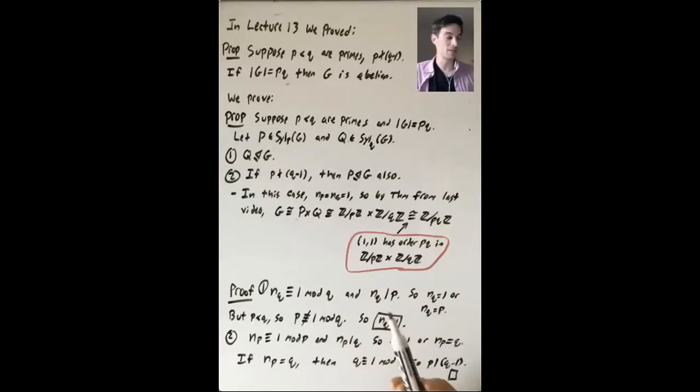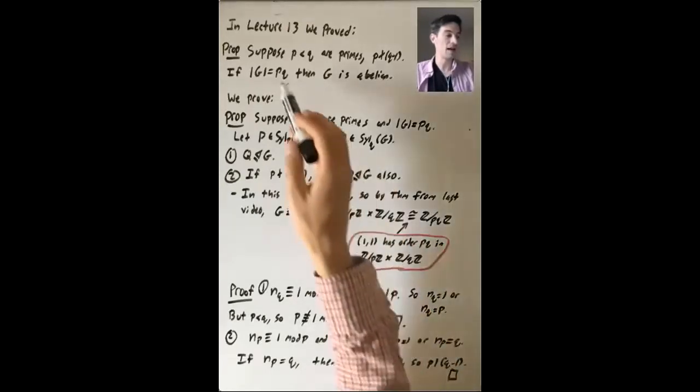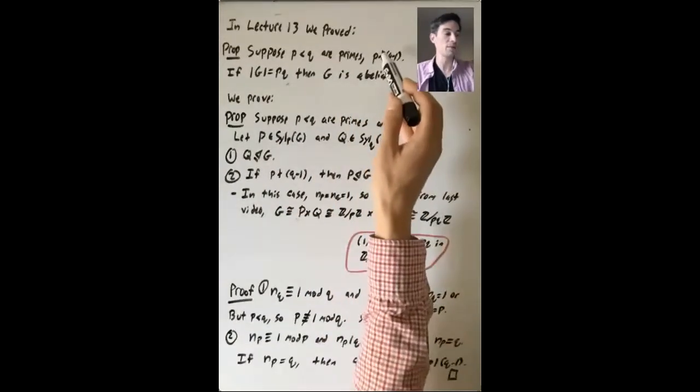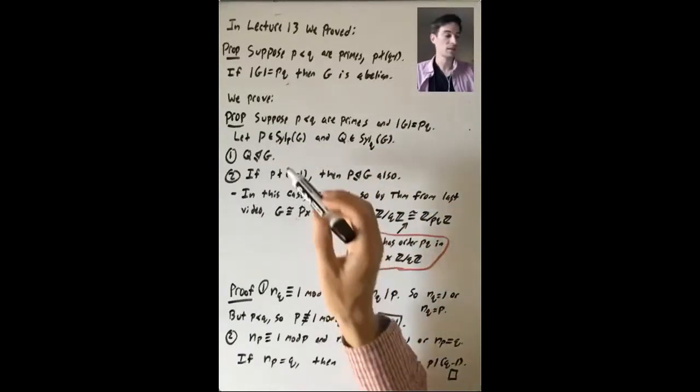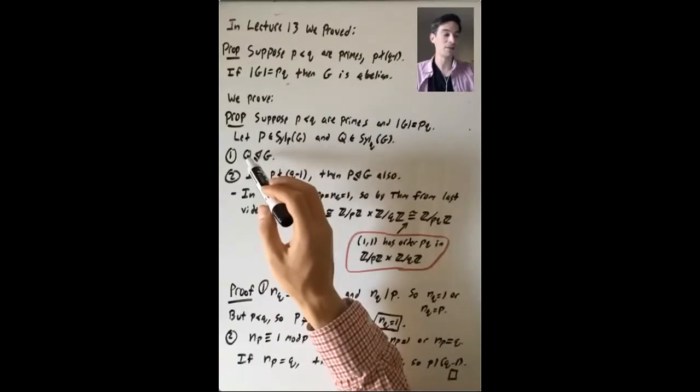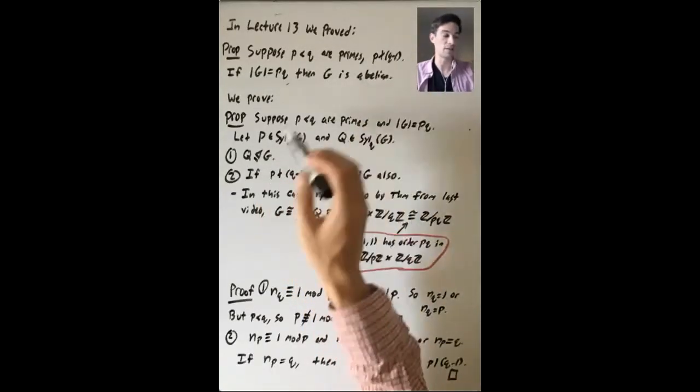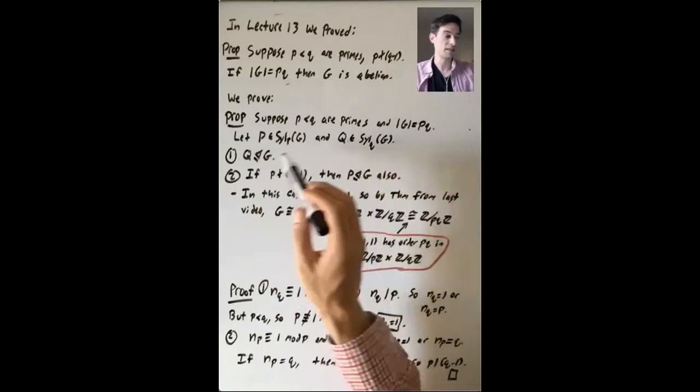So what are we seeing? We're seeing that any group of order pq is abelian when p does not divide q - 1. But we're also seeing that even when p does divide q - 1, we still have a normal Sylow q-subgroup.